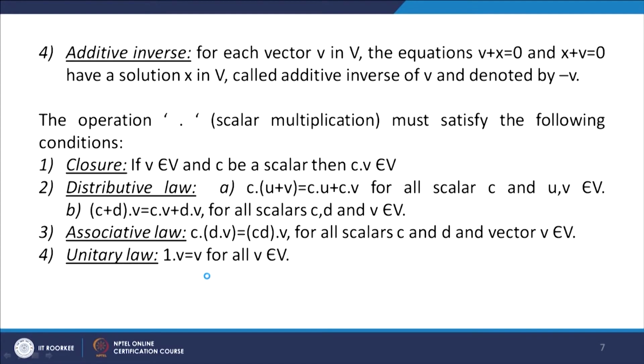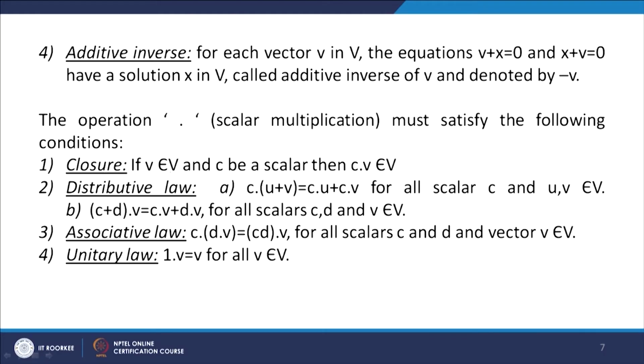Additive inverse, for each vector v in V, the equations v + x = 0 and x + v = 0 have a solution x in V, which is called the additive inverse of v, and we denote it by minus v. With respect to the scalar multiplication operation, the following conditions must hold.